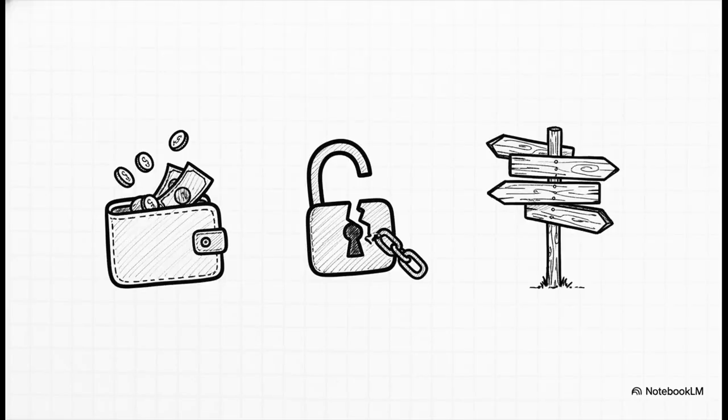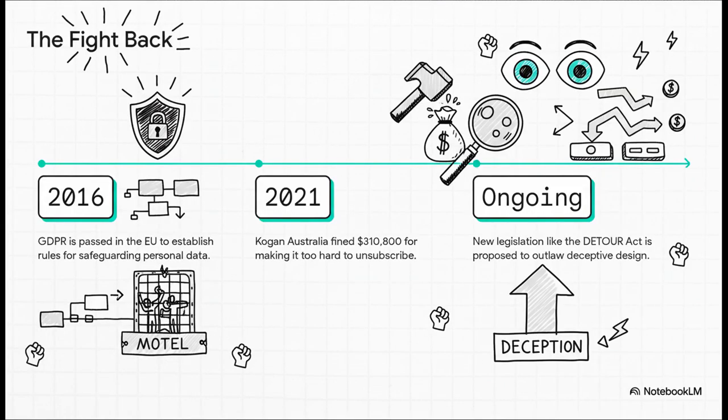And that's why this goes way beyond just being annoying. A Roach Motel can slowly drain your bank account with a subscription you forgot about. Other patterns can trick you into giving away personal data you'd never dream of sharing. When you get right down to it, every single dark pattern is an attack on your freedom to make your own informed choices online. Now, the good news is, regulators are finally starting to wake up and fight back.